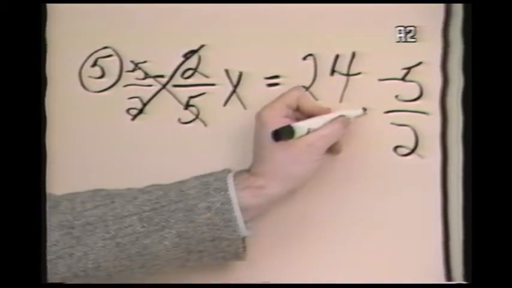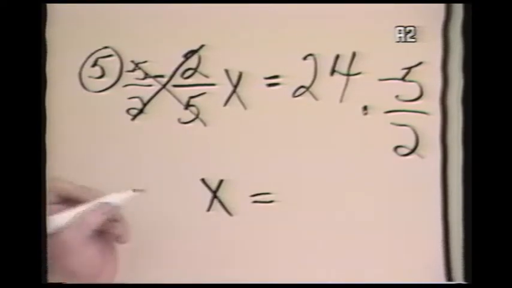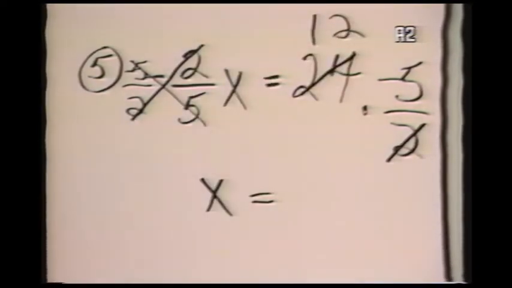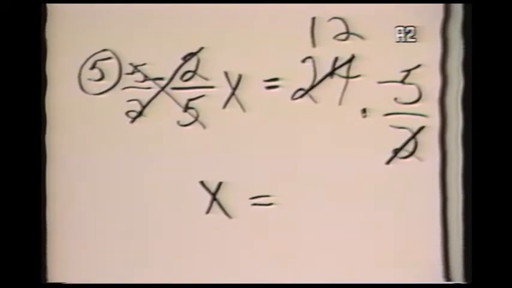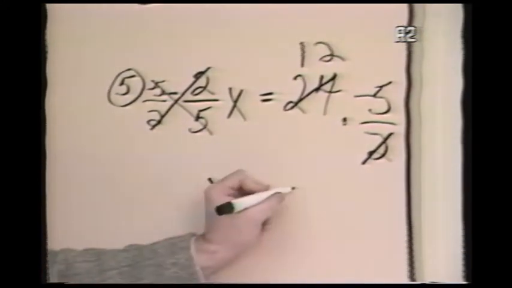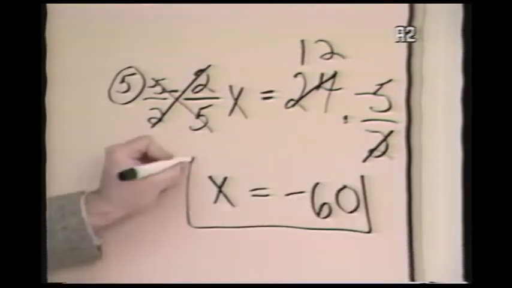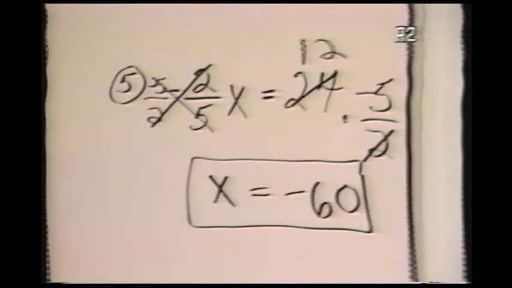Multiplying 24 by negative 5/2, the 2 will go into the 24 12 times, and negative 5 times 12 will equal negative 60. So there it is. If negative 2/5 x equals 24, then x equals negative 60.